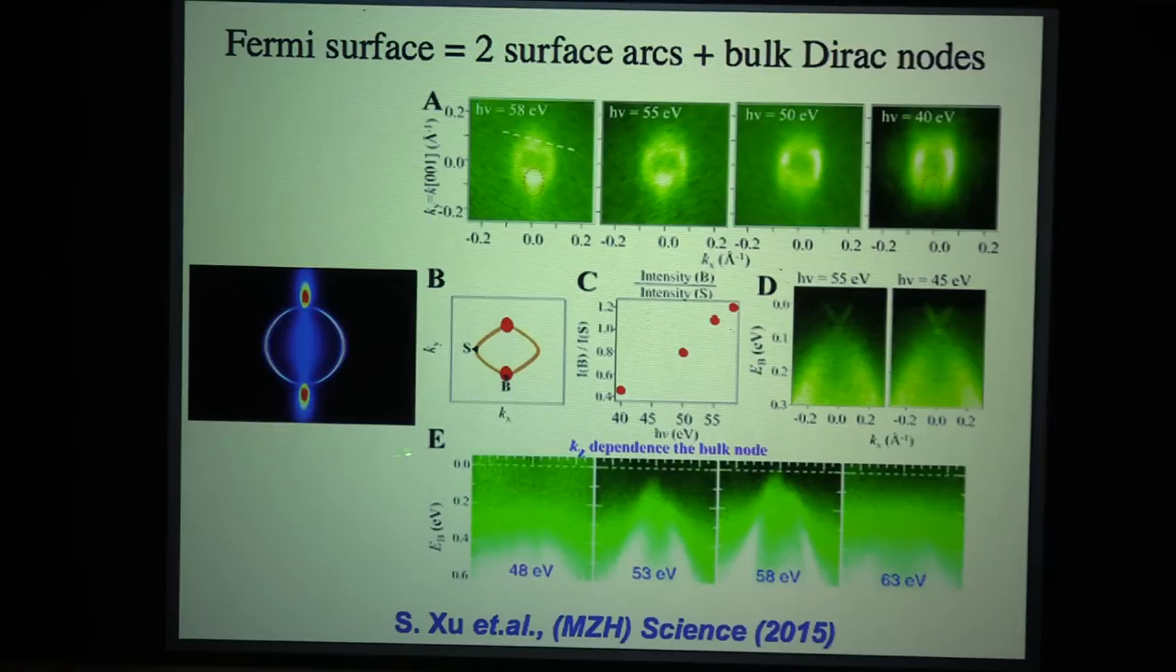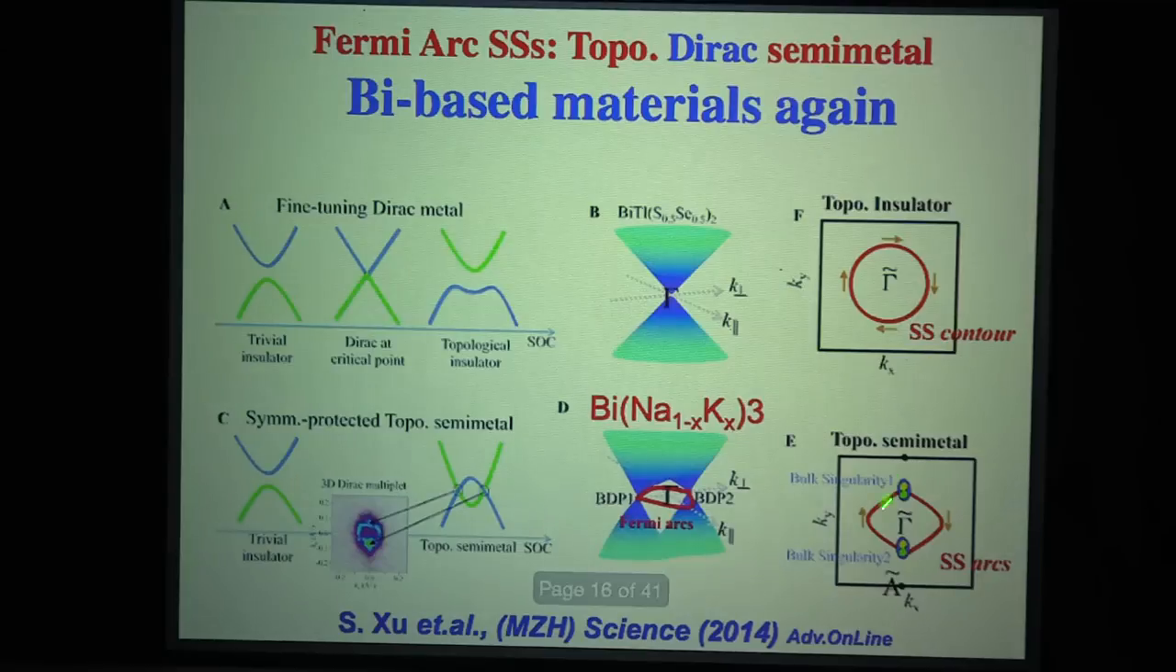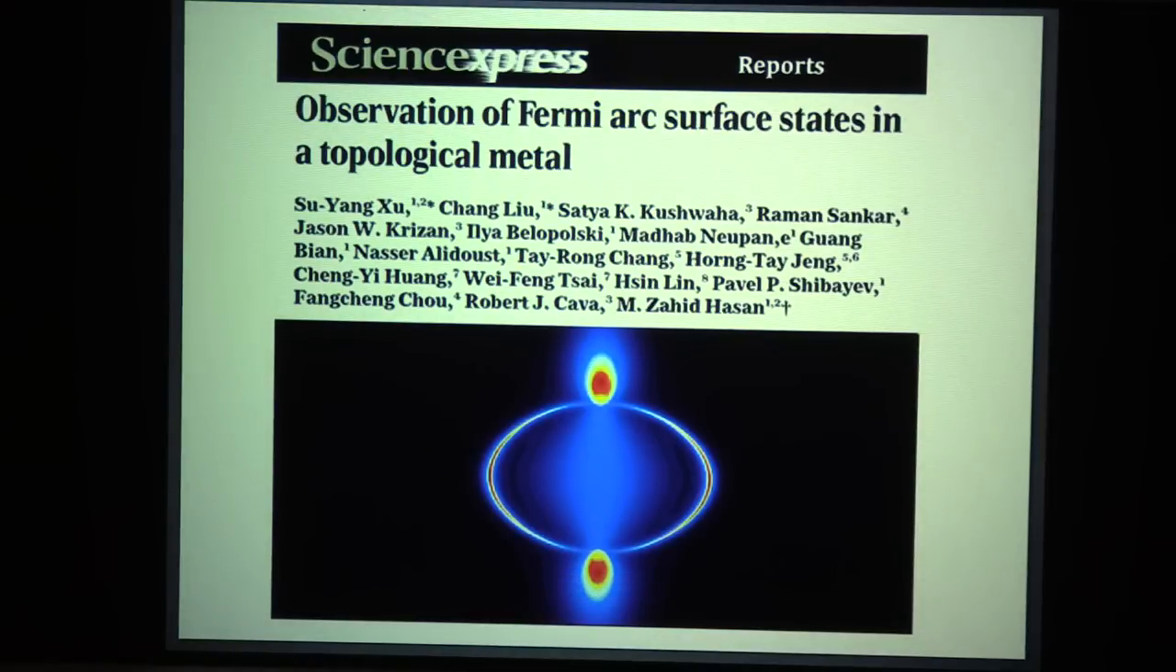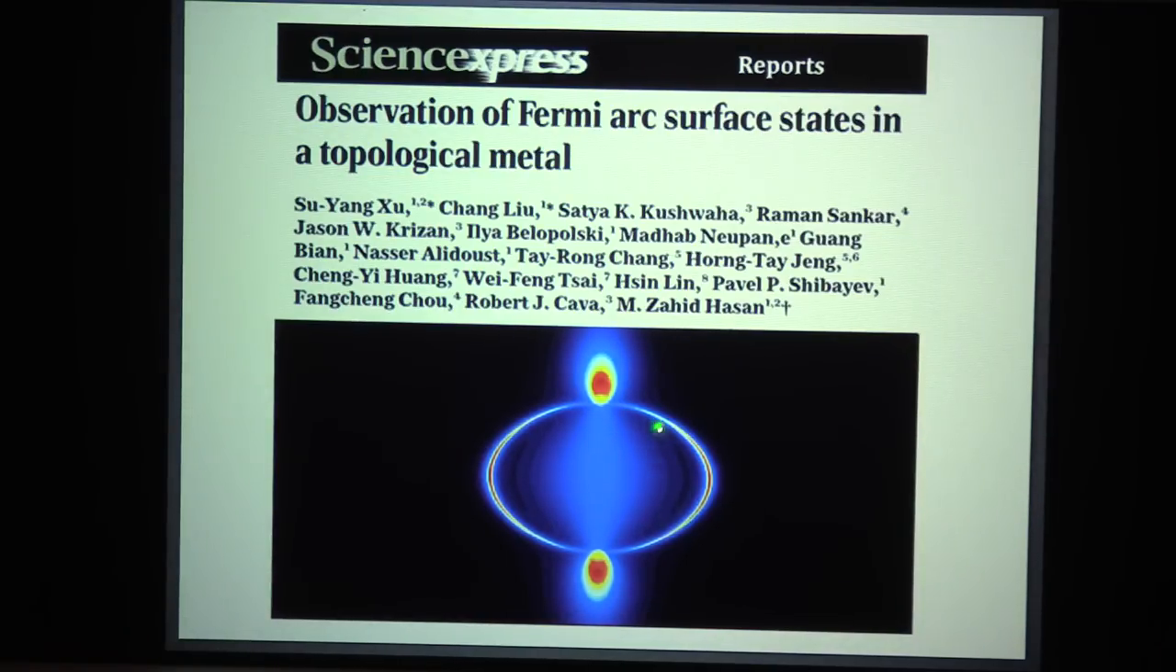And then when we look at the spin texture, the spin polarization of these bands, we can see that they are indeed like this. They are singly degenerate, and they are opposite to each other. So this gave us the confirmation that it's possible to have Fermi arc surface states in a topological metal, not through a Z2 mechanism, but some other mechanism, right?